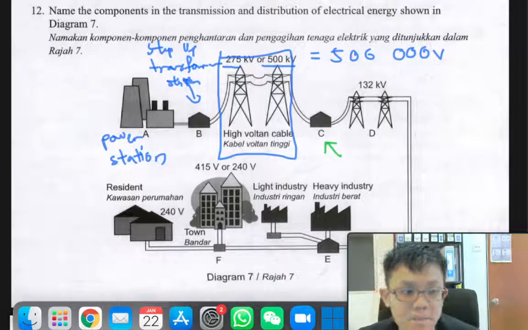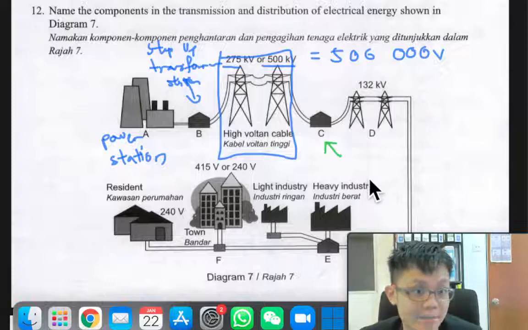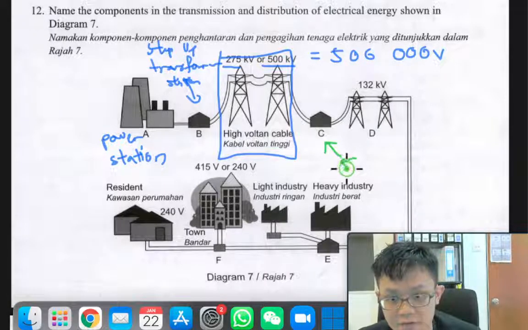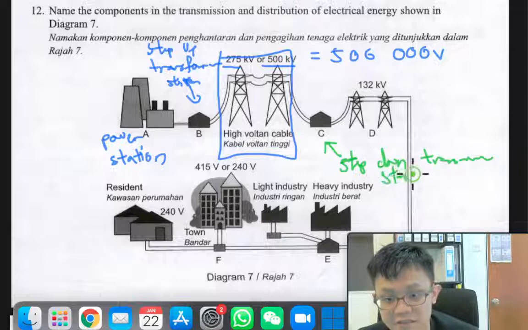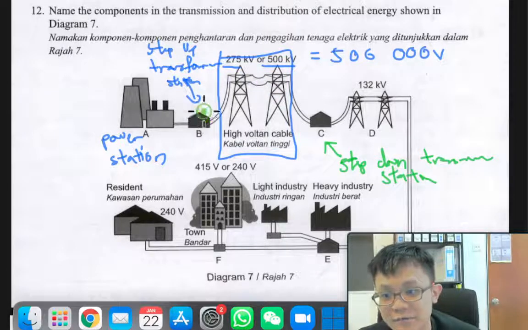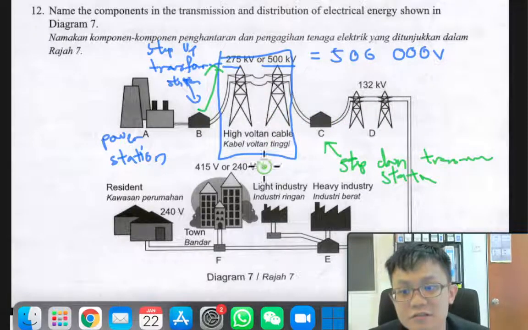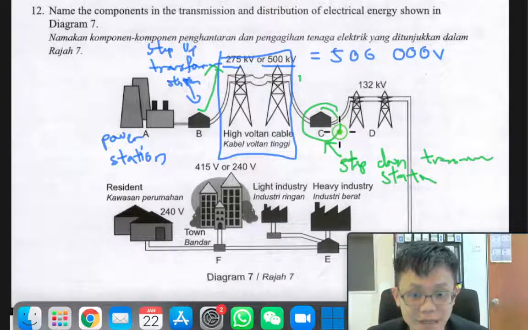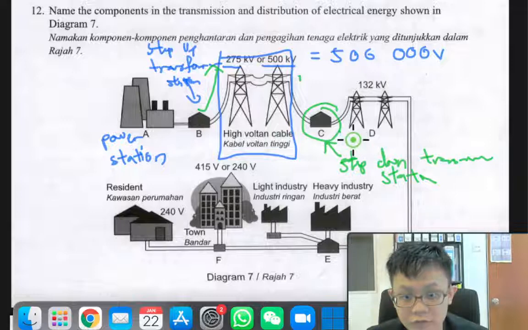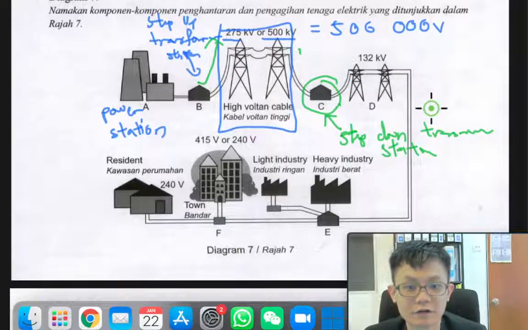What is C? Step up, step down transformers station. So of course this one you go up. After going up, it goes very far. After a while, because this is high voltage cable, it will need to step down. So this should be step down the voltage. Then after that it will go to the E.